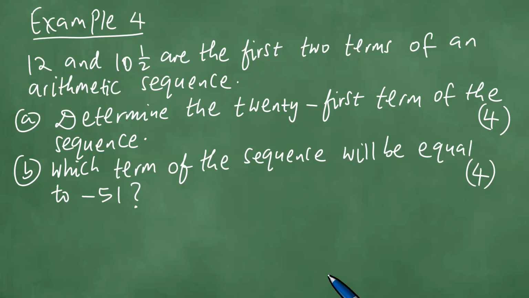We have example 4, and it says that 12 and 10 and 1/2 are the first two terms of an arithmetic sequence. Determine the 21st term of the sequence. Which term of the sequence will be equal to minus 51? Let's look at the solution to this. Just look at part A.